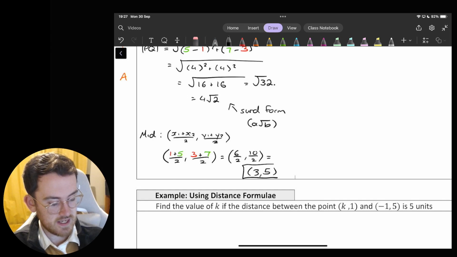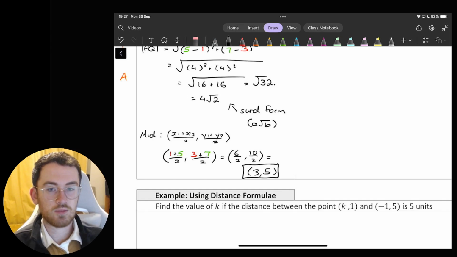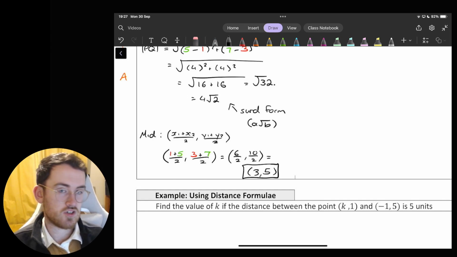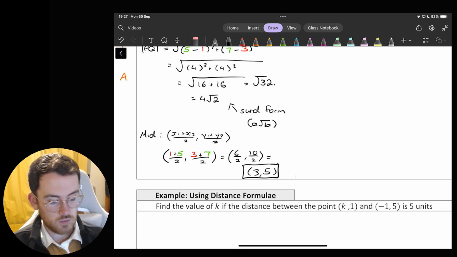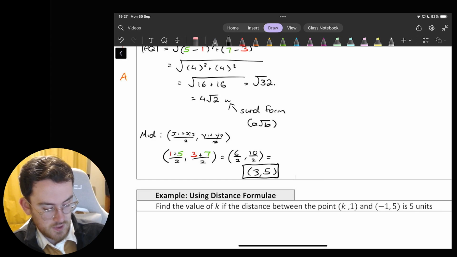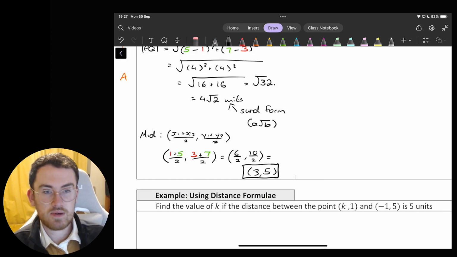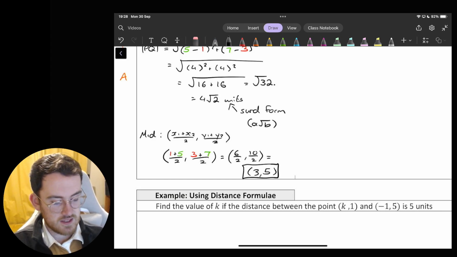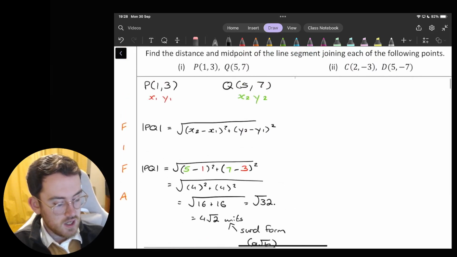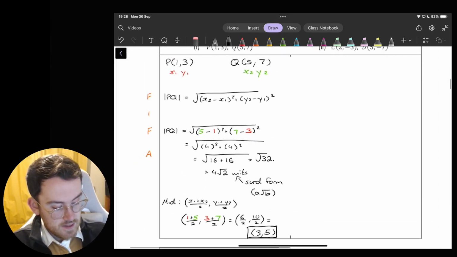And I'm expecting here that the solution to my midpoint would be a coordinate, whereas the solution for my distance was a unit, or a distance, I suppose. So I might put in units there, or if it was given in the question, I'd obviously put in the valid unit of measurement there. Okay, let's apply the same thing to another example of the same idea.